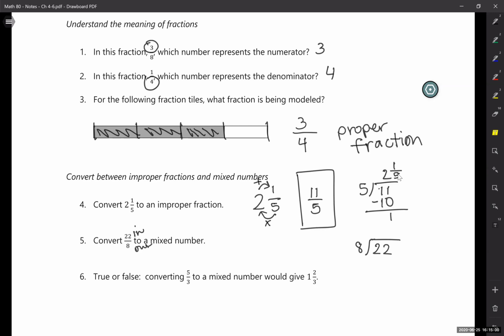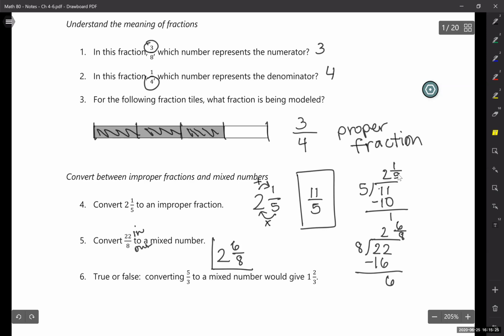All right, then we divide. 8 goes into 22 2 times. Subtract, and we get 6 left over. And so we will have 6 of the 8s left over. Now, those of you that are comfortable with fractions and you've worked with them a lot, you might know how to reduce this 6/8, which is great. We're going to be doing that later. But right now, we're just practicing writing them as a mixed number.